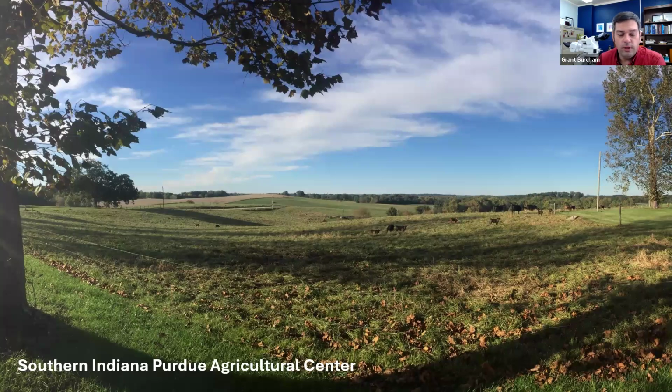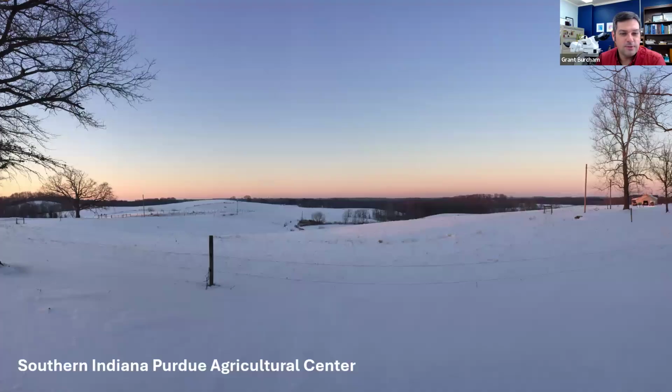I really like where I work and find it a really photogenic place. So I've got some photos from the Southern Indiana Purdue Ag Center in different seasons. This might be my favorite one here. Fall's really beautiful in Indiana, I think.